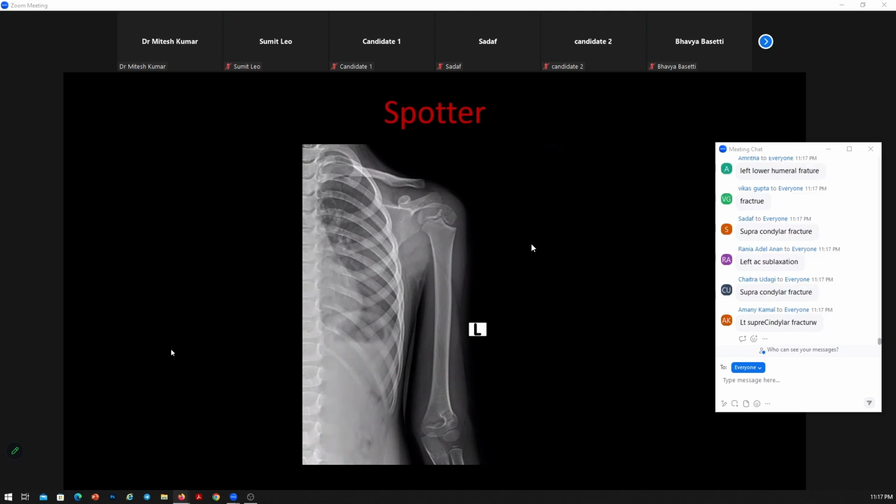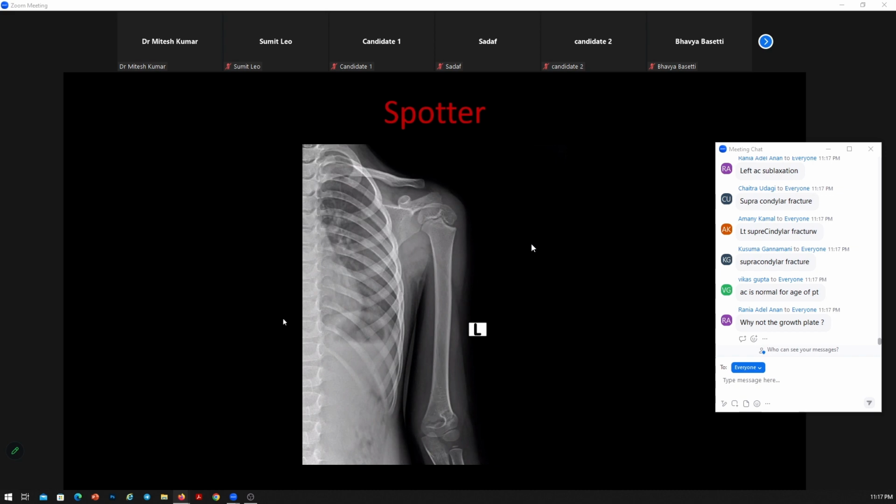Yeah, Saddaf has written correctly. Supracondylar, Chetra has written, Amanya has written. So always look at the corner of the image. Dr. Sandeep, very good image. Exactly. Yeah, beautiful. I see two findings in this, Dr. Mitesh. I see the supracondylar fracture as well as there is something wrong in the acromioclavicular joint. What happens is that in a pediatric X-ray at times the AC joint is a bit tricky. Maybe that could be another pathology.